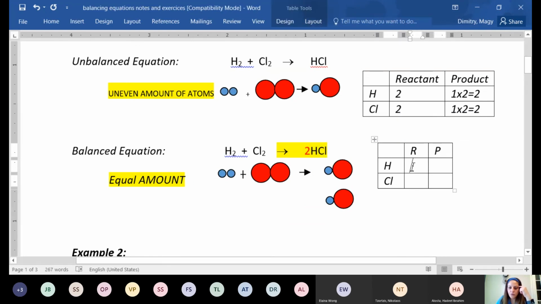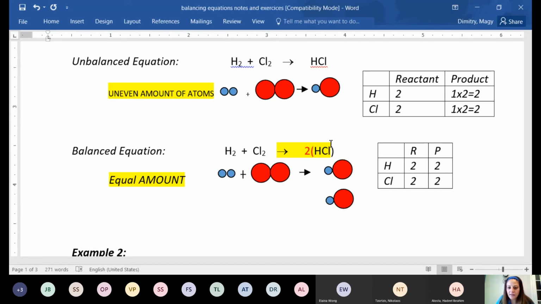So now we can review our answer. How many hydrogens do I have now that I've added the 2? On the reactant side, the left side: 2 hydrogen and 2 chlorine. And on the products, now that I added the 2? Also 2. So now this is balanced. And pretend as if you had an invisible parenthesis here. We don't write the parenthesis, but pretend it's an invisible one, and it multiplies everything inside.